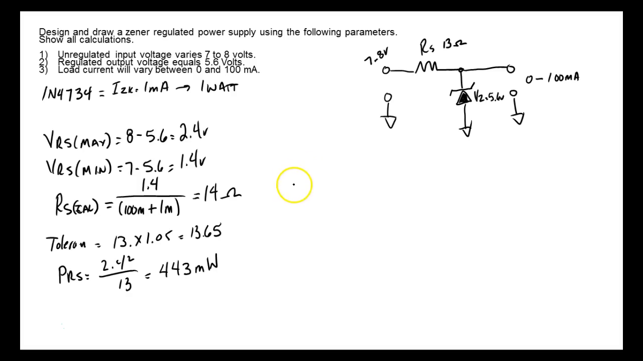So now we need to calculate the power on our resistor. So we can calculate IRS max. This is going to be when it drops its maximum voltage divided by the size of the resistor that we chose.